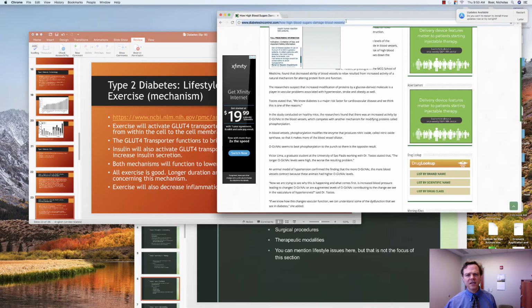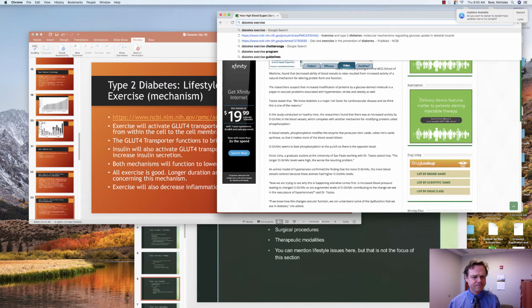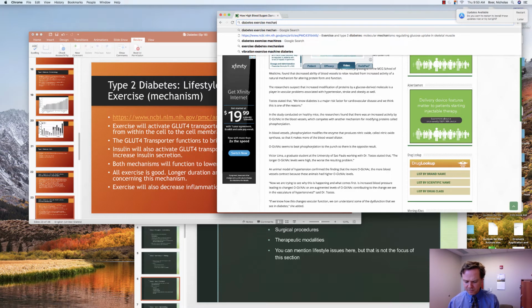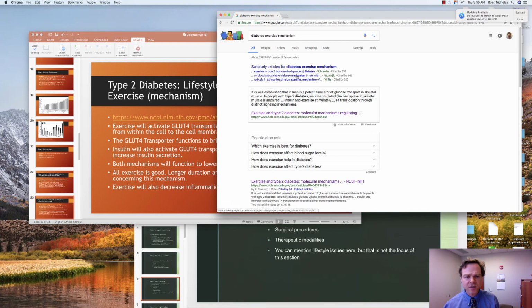What I basically did was I put in probably diabetes, exercise, mechanism. Let's see how this works. See if we get this article. So you find scholarly articles. These are good, and what is nice about this is that it narrows the search. And here we go. This is the article that we want. Luckily we found it very quickly. It took a little bit of a refined search, but not much.